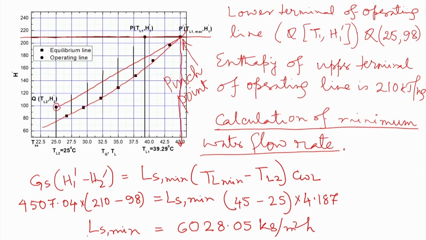So, this is the minimum water flow rate required to get that wet bulb temperature of 30 degrees Celsius, but the outlet temperature of the water will shoot up from 25 to 45 degrees Celsius. So, this is the first question asked in this problem: what is the minimum water flow rate? That is 6028.05 kg per hour meter square. Now, we need to get the actual water flow rate.